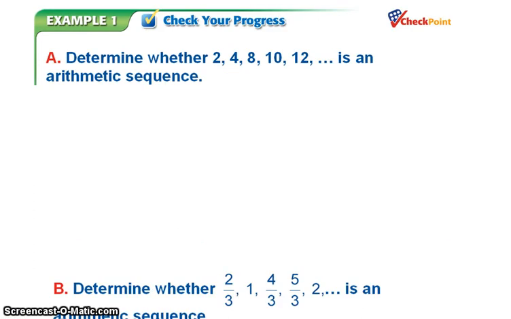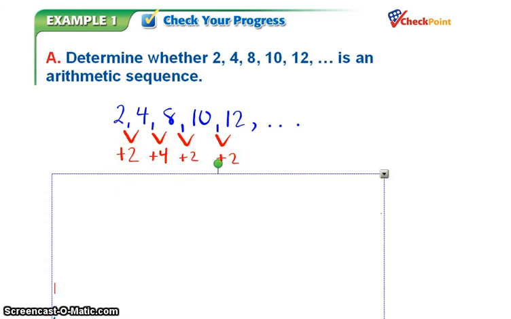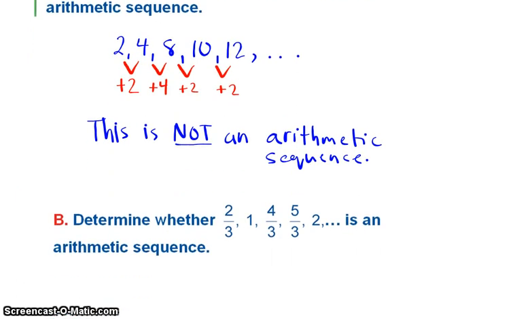All right, so you've got 2 check your progress problems, and all they want you to do is determine whether or not the sequence is arithmetic. So go ahead and pause the video, try these 2, and then we'll check them. All right, so let's take a look here. Here's your sequence. Let's try and find a common difference. We go 2 to 4 to 2 to 2. So you can see right there, this is not an arithmetic sequence because of this 4 right there. If this was a common difference of 2 all the way around, then we could say that it would be an arithmetic sequence, but it is not.